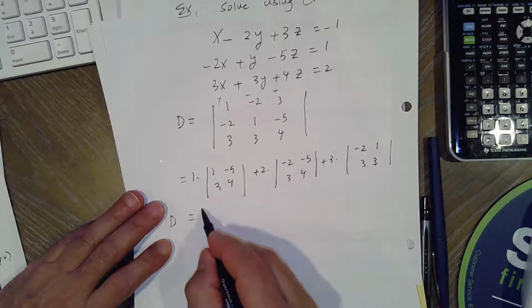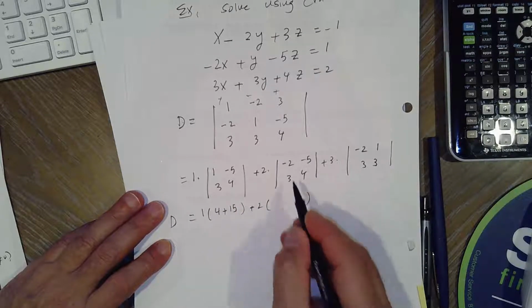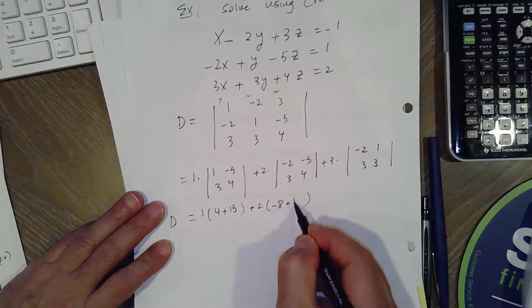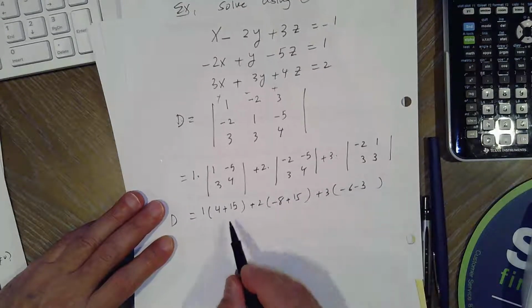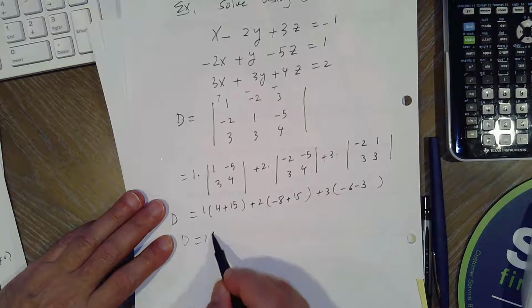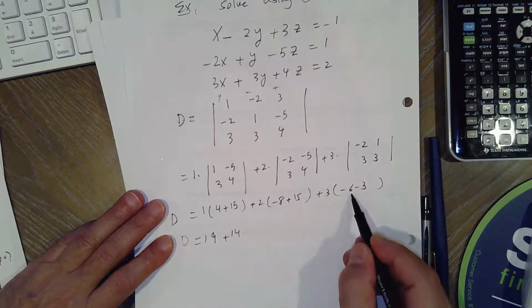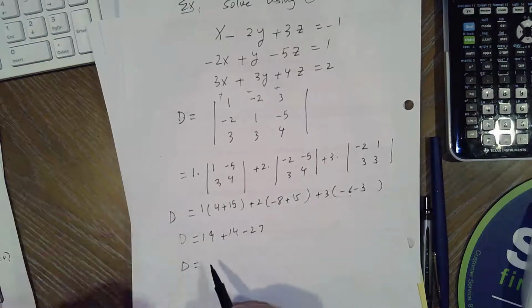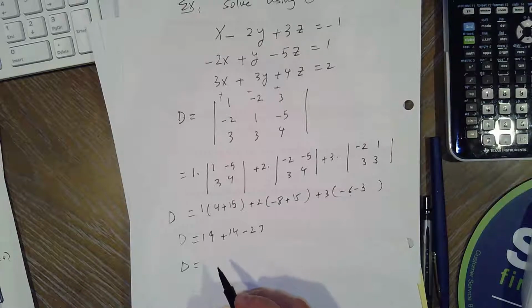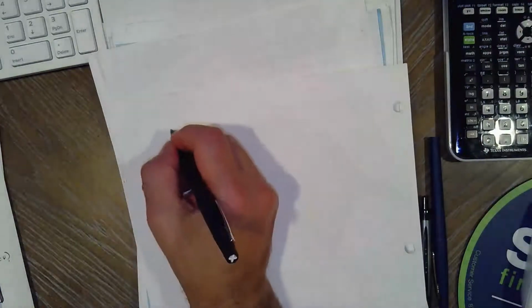So D is 1 times 4 plus 15. It's 2 times negative 8 plus 15. 3 times negative 6 minus 3. So you get 19. And that's 7 times 2 is 14. Negative 9 times 3 is negative 27. It's 6. Okay, so that's D.